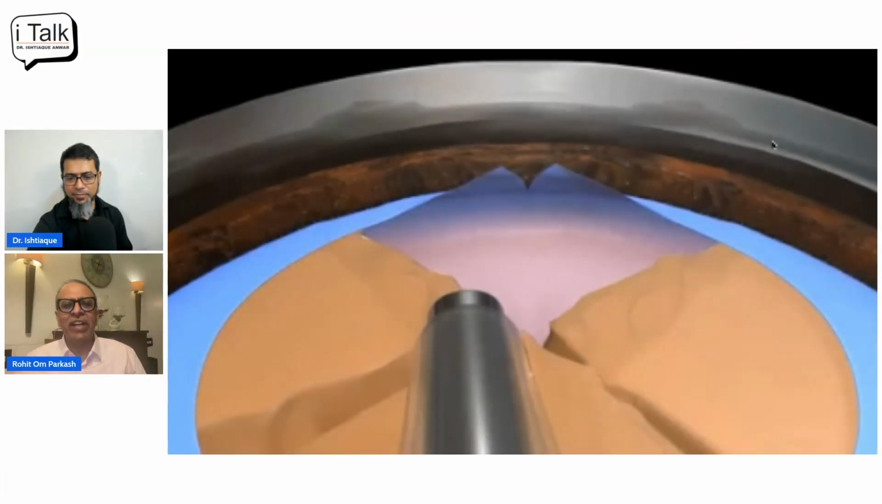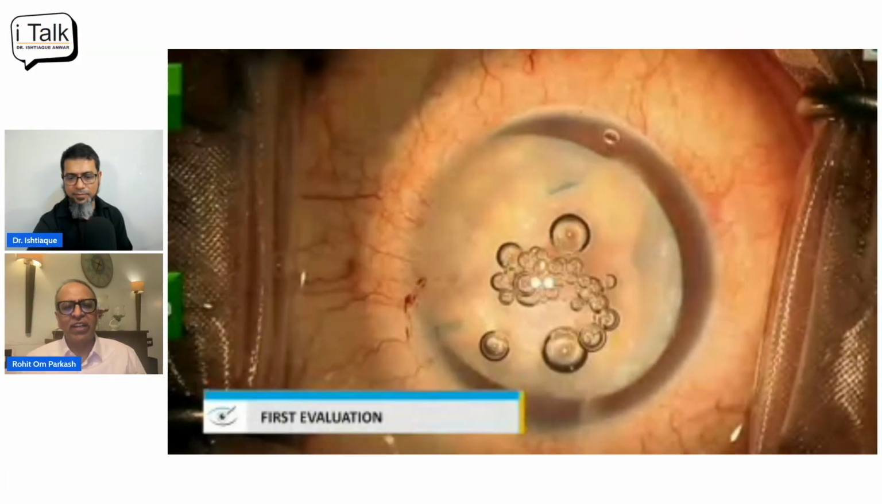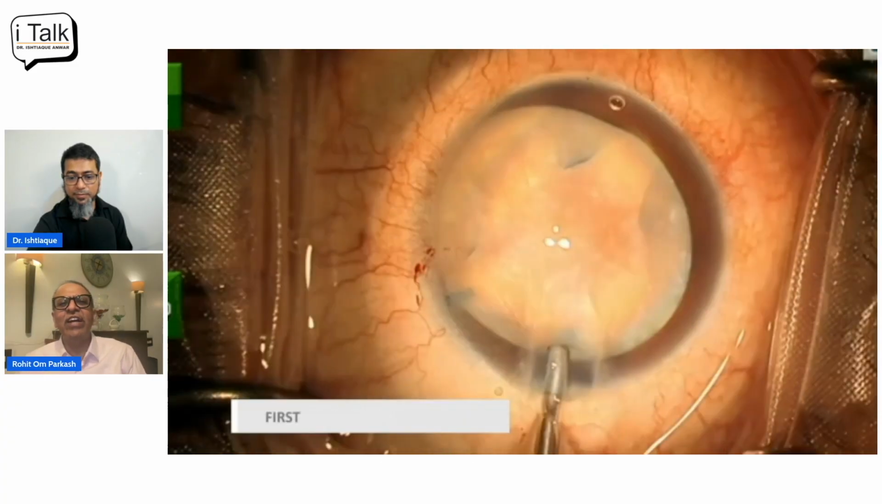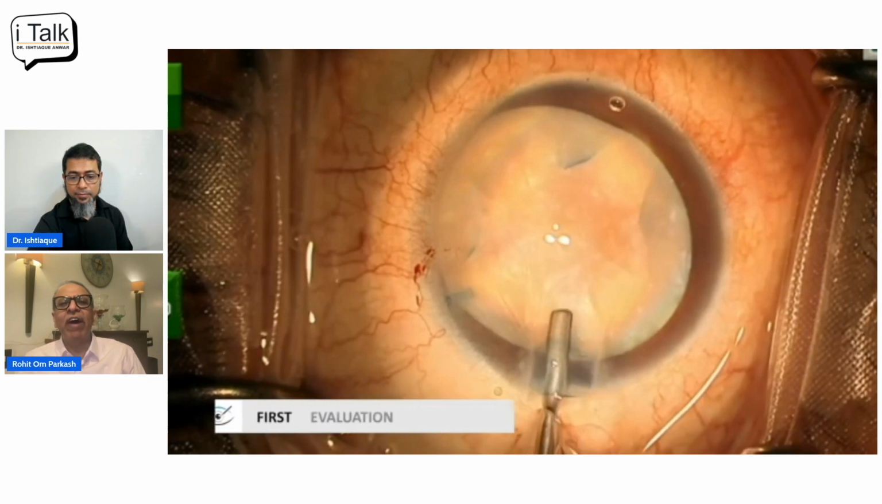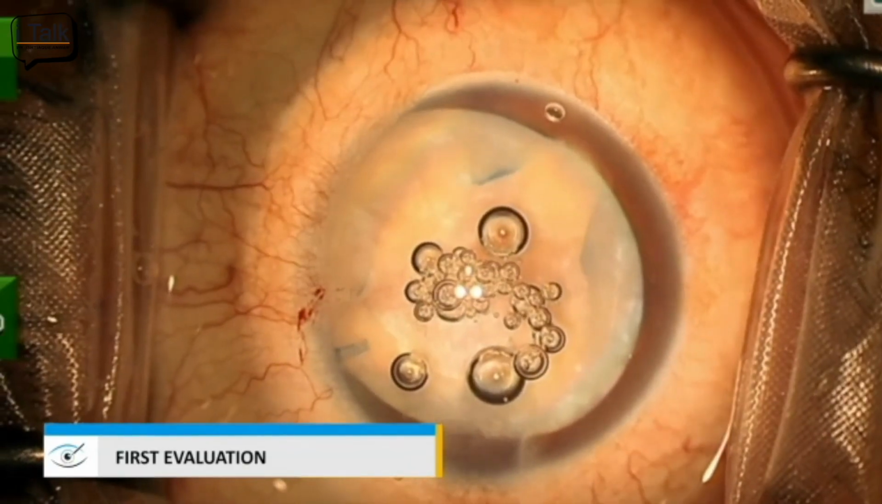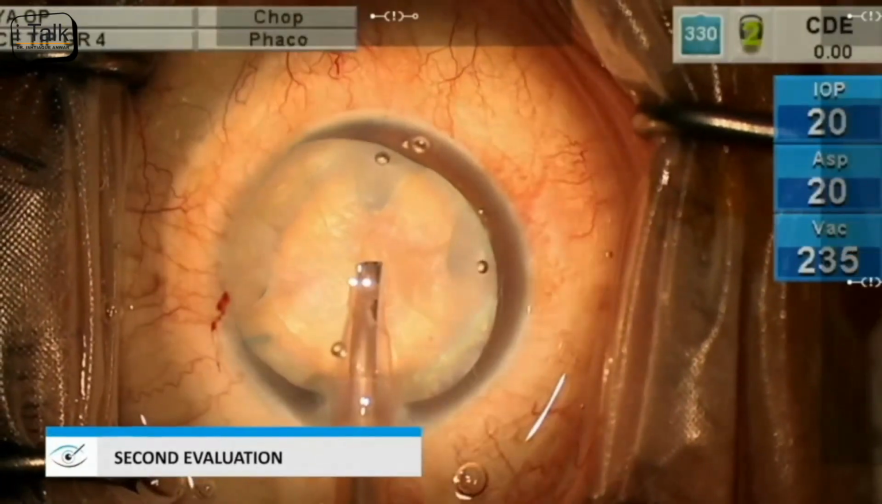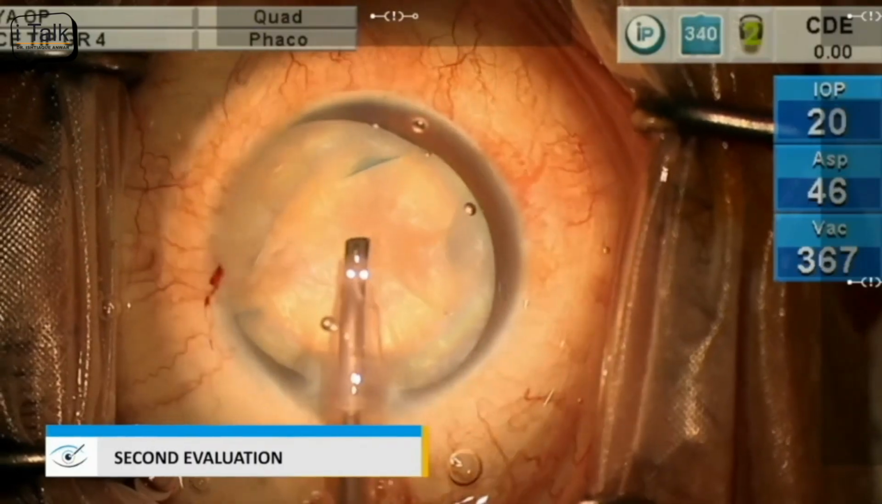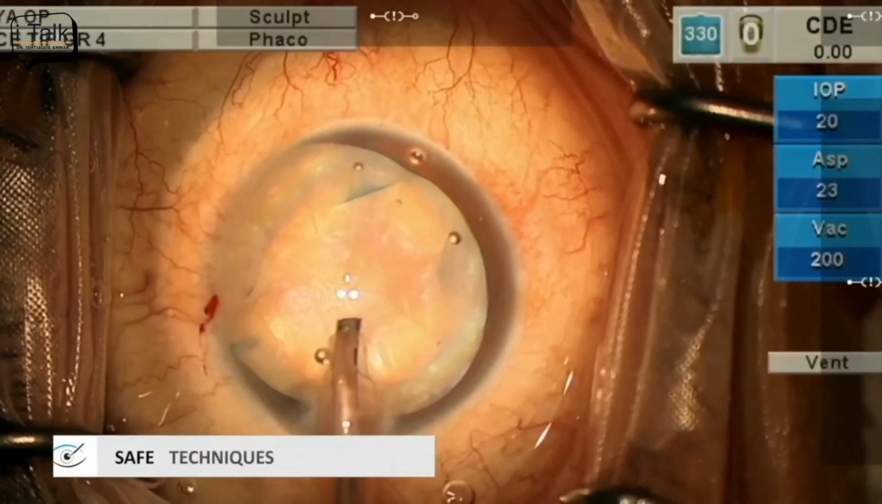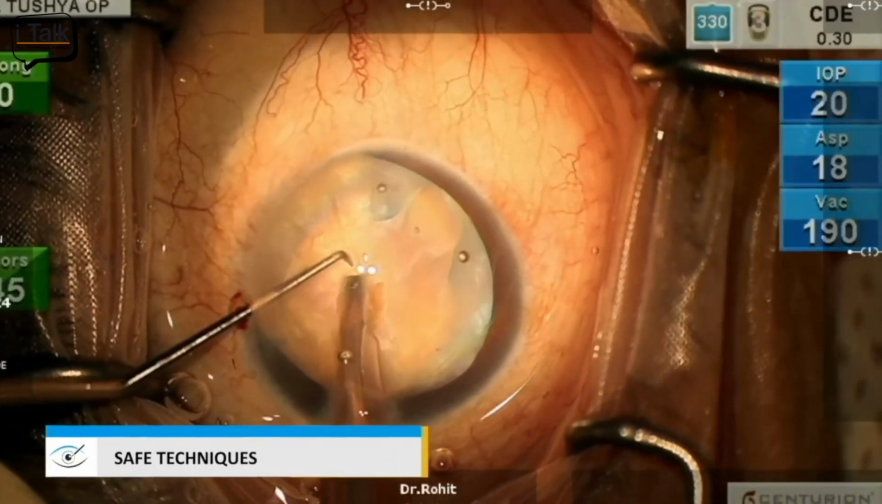Do not let the chamber collapse. If it has happened just after the rhexis, the first thing you should do is see what I've done. I've just injected visco. And the moment I inject visco, you will find that the flap became everted. This shows that the flap is prequatorial. This is the second evaluation. Go in, fluid on, irrigation on, flap fluttering. This shows it is prequatorial.